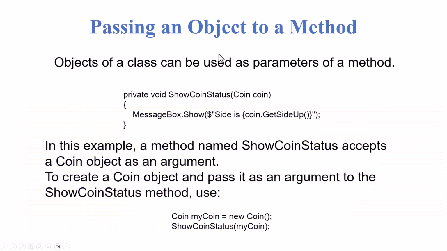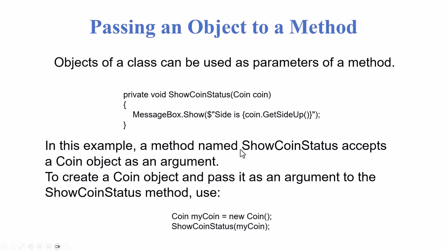You can pass an object to a method. So an object of a class can be passed as a parameter of a method. For example, here's the private show coin status, coin. MyBox.show side is coin, get side up. Here's that get side up method we saw inside our class before. If you include it within this and have the coin parameter in front of it, you can actually pass it to the message box. So the message box show will generate the get side up, and you'd see either heads or tails showing up in your message box.